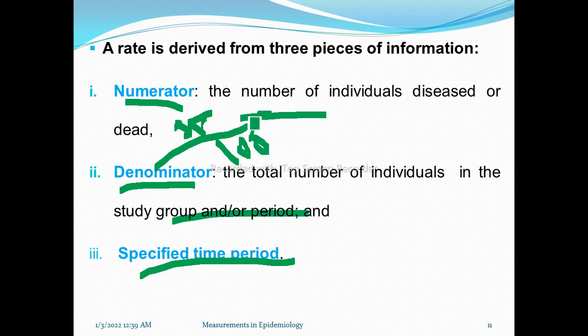Times 100 or 1000. So this is the time period. This is a rate, which includes these three pieces of information.